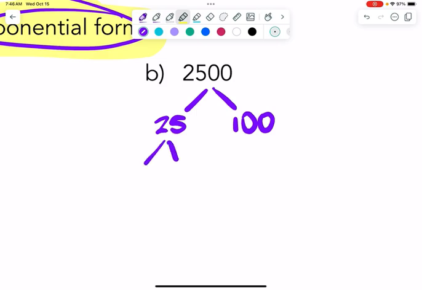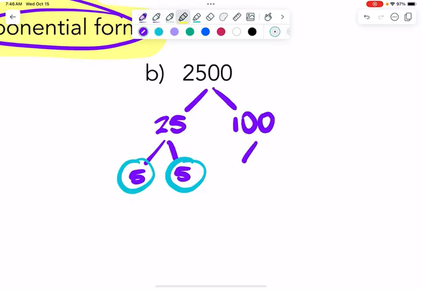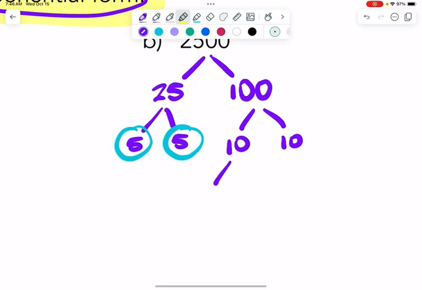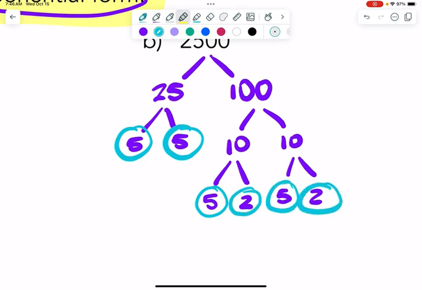Okay, 25 is not prime, but it does multiply 5 and 5 together to get me 25, and both of those are prime numbers, so I'm going to circle them. 100. 100 breaks down. I'm going to write it as 10 times 10. You might have written it as 2 times 50. That is okay. Gives you the same final answer, because when I break things down, 10 breaks down into 5 and 2, which means 10 also breaks down into 5 and 2. And I get 5s and 2s all to be prime.